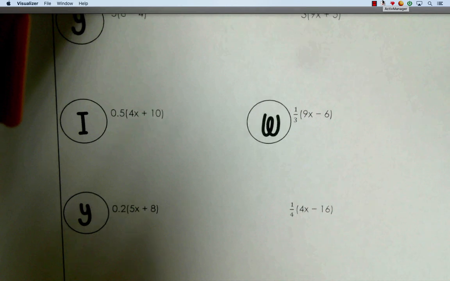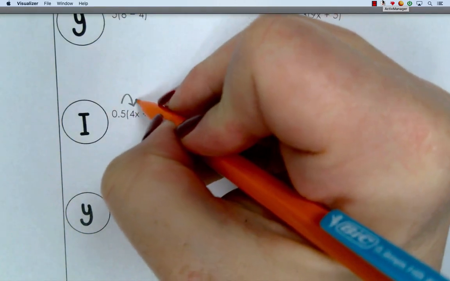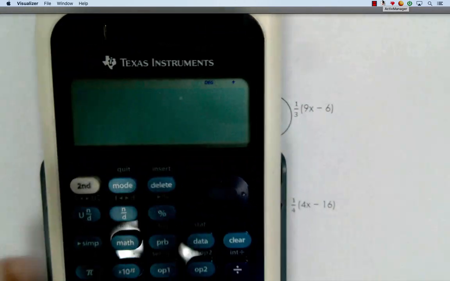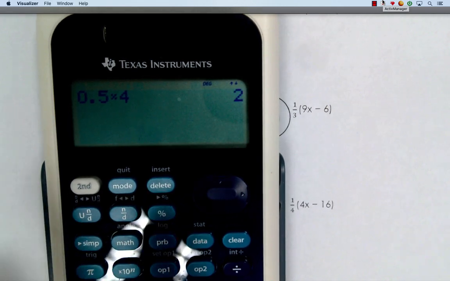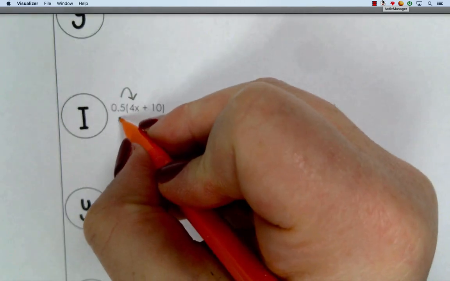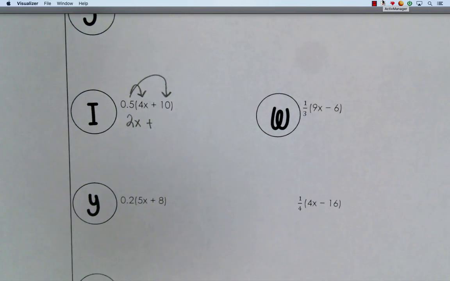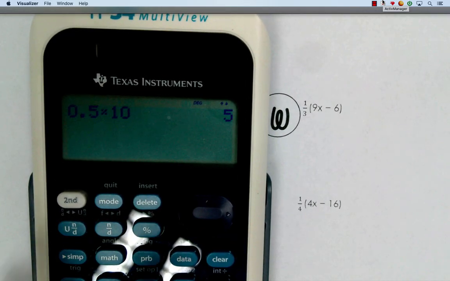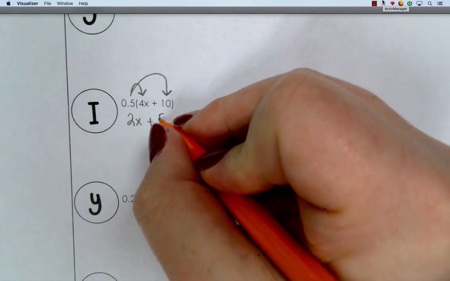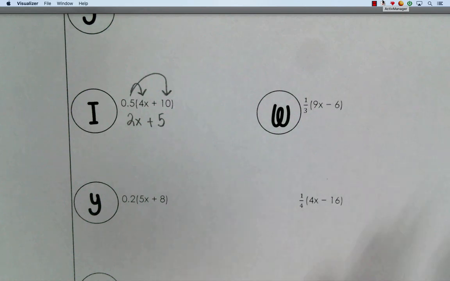Do not be afraid of decimals and fractions because these are rational numbers and we've been working with them all year. Same thing. 5/10 times 4. So in my calculator, 0.5 times 4 and I get 2. Okay? And I bring that x down plus 5/10 times 10. It's 5. Now at this point, you cannot simplify anymore because I do not know the value of x, and that's as simplified as it goes.